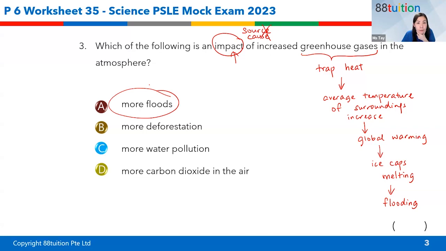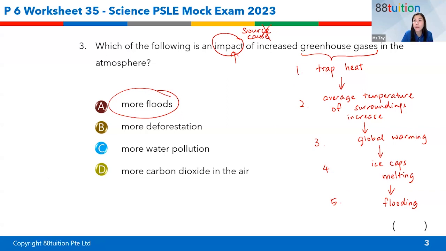Clear? Yes or no? If I were to change this into an open-ended question, I want you to describe one impact of increased greenhouse gases in the atmosphere. So this will be the step-by-step answer that you should have. Point number 1, point number 2, 3, 4, and eventually 5. Clear? So this is what you should be doing when you're answering.